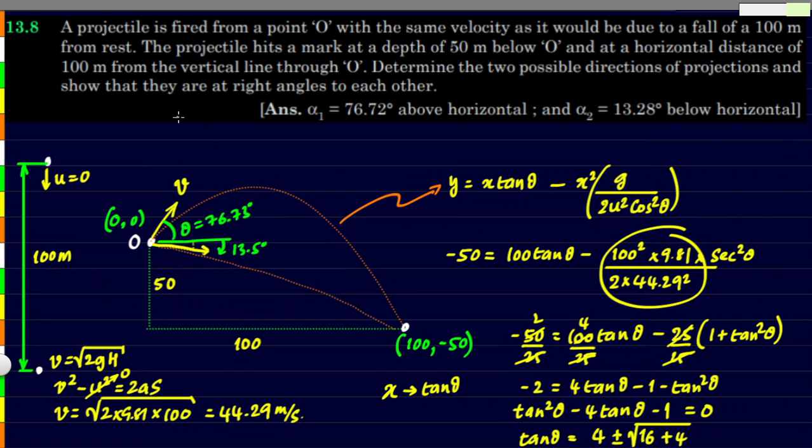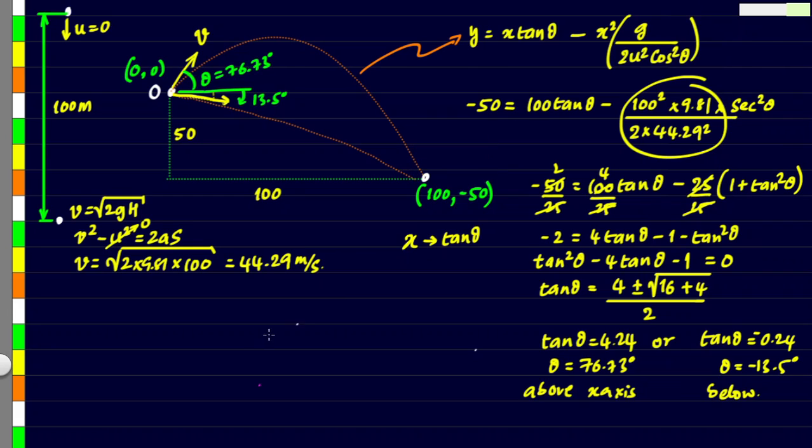Coming to the final thing that is asked in the question, we have been asked to prove that they are actually at right angles to each other. So for that we'll just have to subtract these angles. So 76.73 minus, okay, actually minus of minus becomes plus, so that's approximately going to give us 90 degrees.